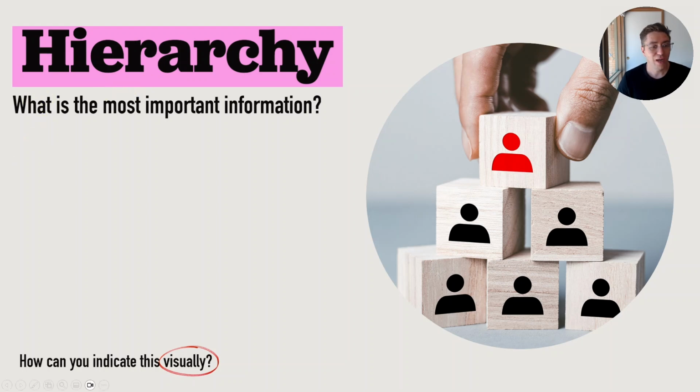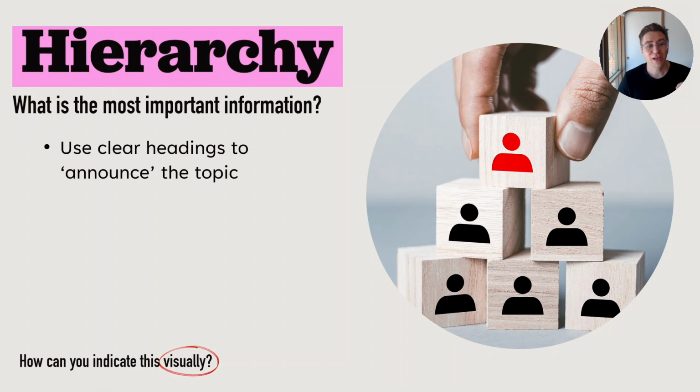So we're indicating this visually by having a clear heading to announce the topic. We've got the size and placement of info. So we go from a large heading to a subheading to our normal text, and we can easily progress through that.